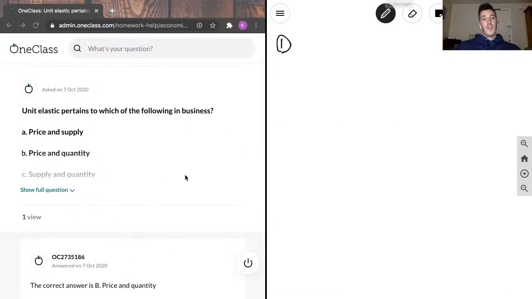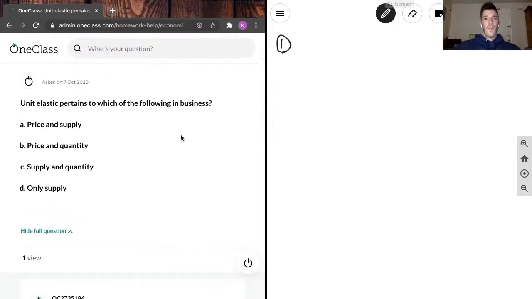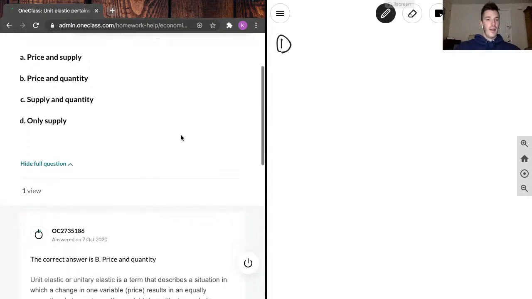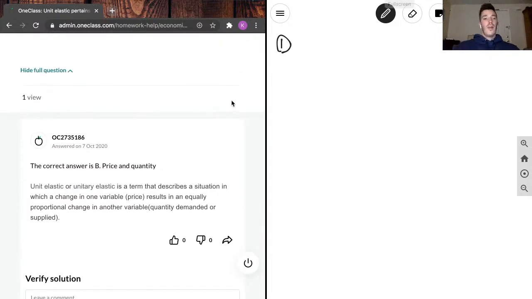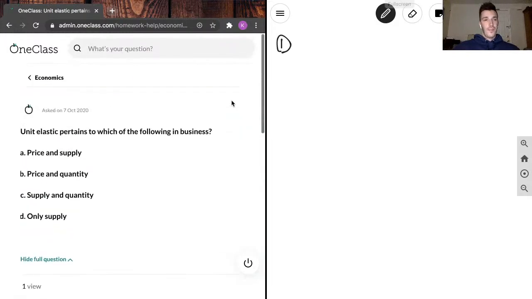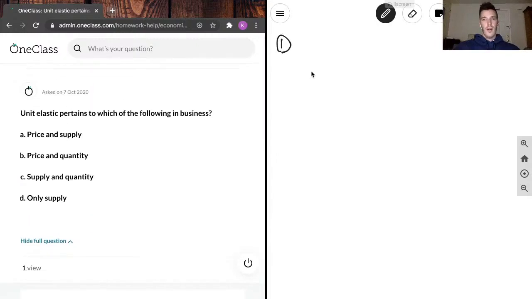Unit elastic pertains to which of the following in business? And the potential options are A, price and supply, B, price and quantity, C, supply and quantity, or D, only supply. And what our junior tutor has written is that the correct answer is B, price and quantity. Unit elastic or unitary elastic is a term that describes a situation in which a change in one variable, price, results in an equally proportional change in another variable, quantity demanded or supplied. And that is the correct answer. I'm just going to elaborate on it a little bit more.